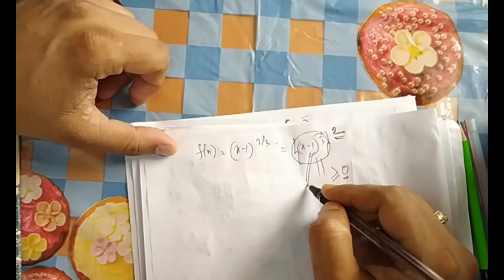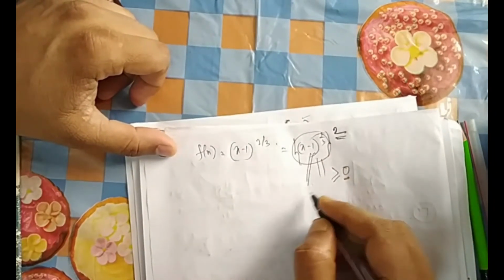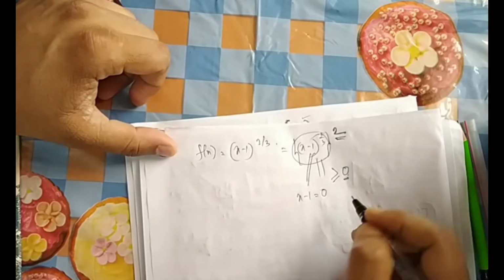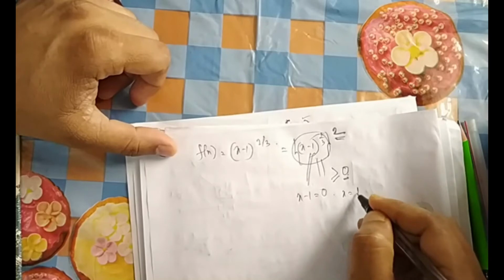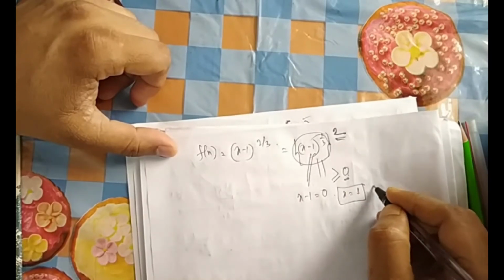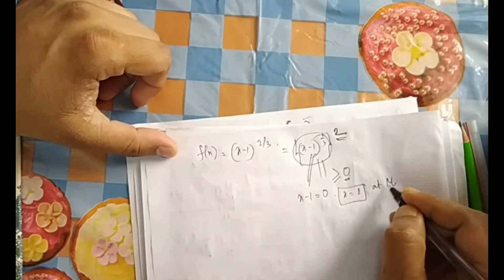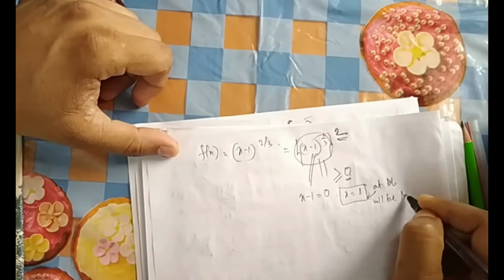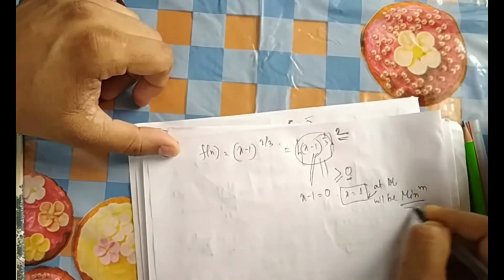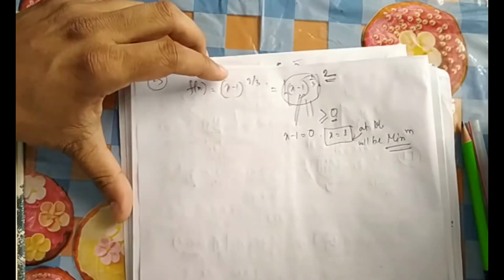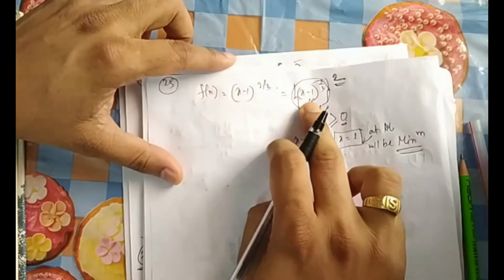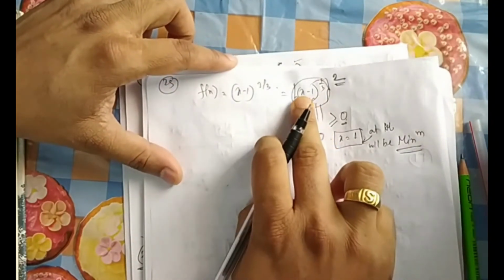So when will it be minimum? The minimum value is 0, and it will be minimum when the bracket is 0, which means when x is equal to 1. Minimum will occur at x equal to 1. So directly by seeing the question, you can answer. The minimum value is 0, and at x equal to 1 it will be 0.